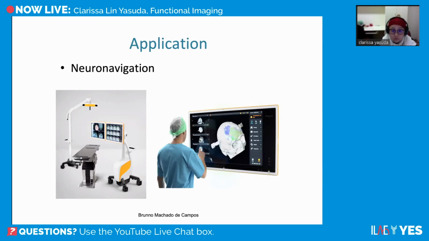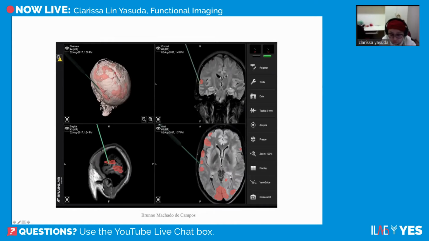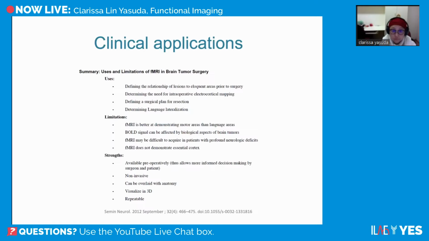What else can we do with that? So if you are talking about surgery, you can take your activation map to the operating room and use it in combination with your neuronavigator, okay? And then it helps the surgeon. You can get your structural image and put on top the co-registered activation map, and then use this during the surgery.